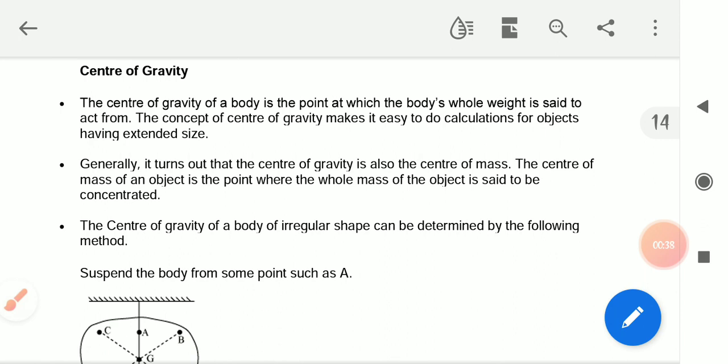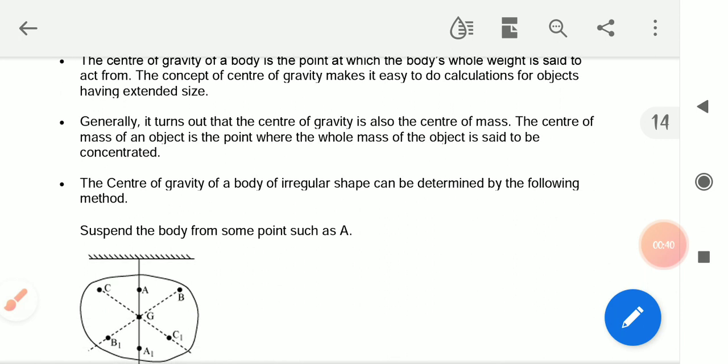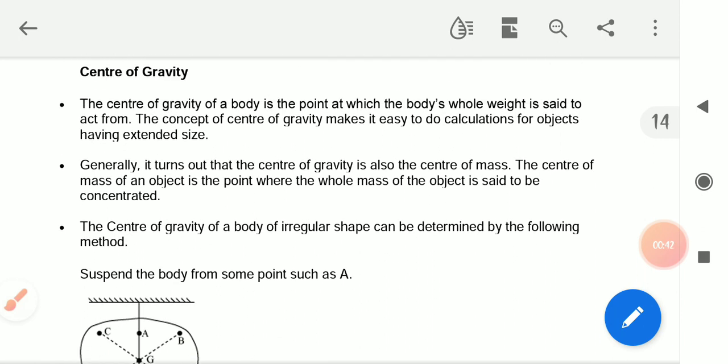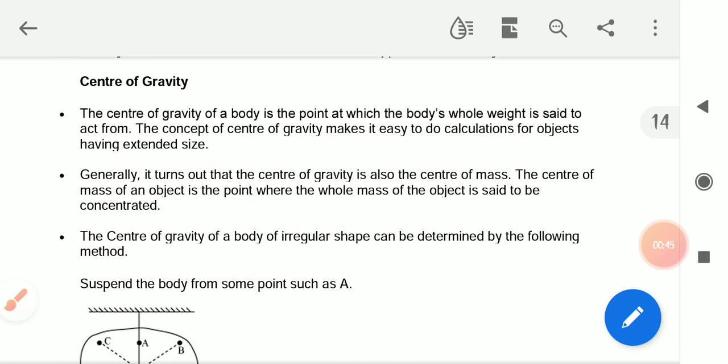We all know that all bodies are made up of small particles known as molecules. The relative positions of molecules with respect to each other are fixed. We know that the Earth attracts every particle towards its center by the force of gravity, which is equal to the weight of the particle.